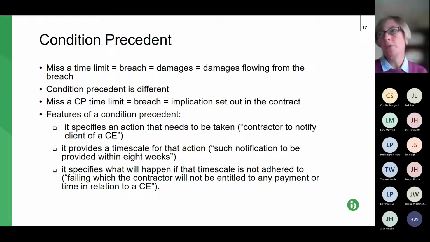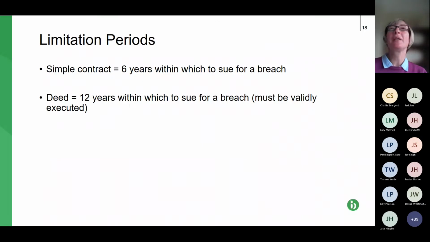So these are really onerous clauses, and that's a condition precedent. It's a procedural clause, but the implications of not complying with it are really, really onerous. They're not in any way procedural. So just be careful about that.